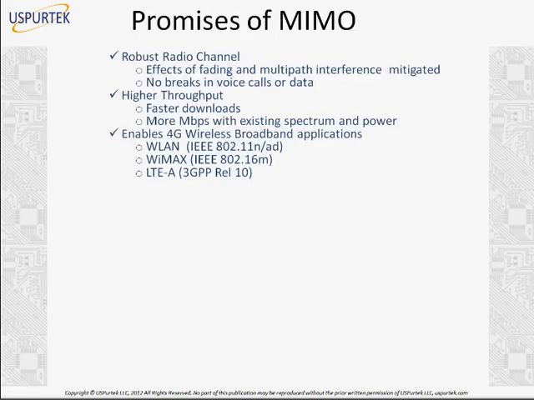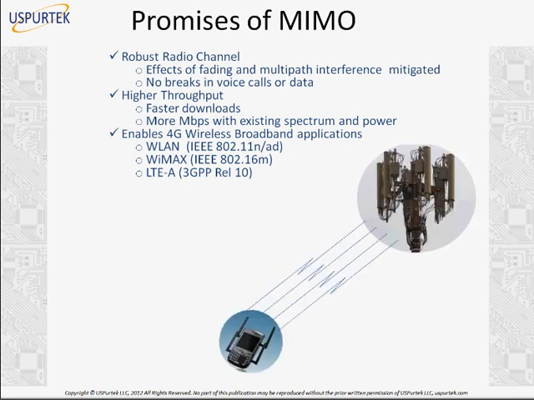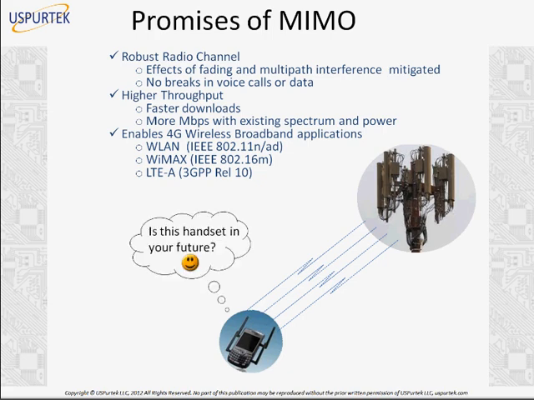So now let's see what benefits we get out of MIMO. What are the promises of this MIMO system? Why do we have it, what do we get out of it? Having multiple antennas on the receiver side is definitely more complex to design, and it has its own challenges. It's not easy to put multiple antennas on a handset. But of course, the promises are you get a robust radio channel because you have multiple paths available, so you don't lose signal at all. The effects of fading and multipath interference can be mitigated. There'll be no breaks in voice calls or data.